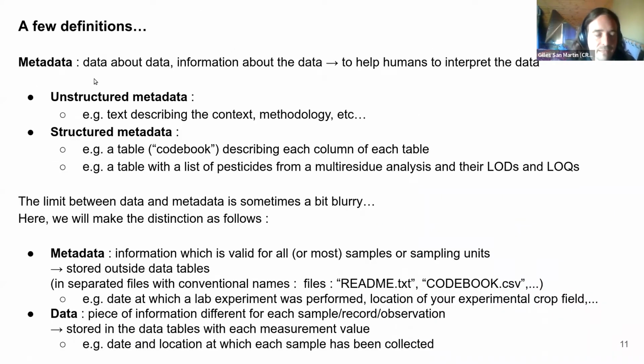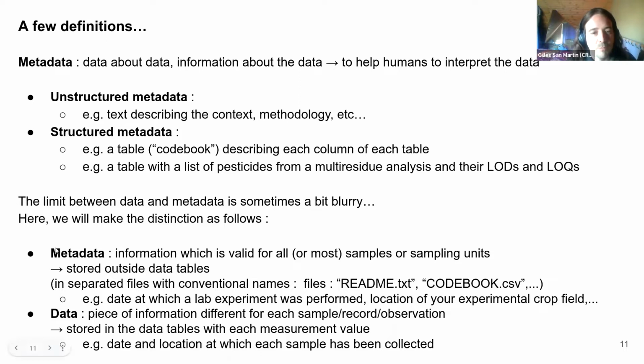Then you have metadata. It's also quite vague. The definition is basically data about data. It's information about data to help humans interpret what is in the data. You can also have unstructured metadata. It's just a text describing, for example, the methodology or the context. That's the most frequent one. But sometimes you can also have structured metadata, for example a code book, a table describing each column of each table. And we will see a few other examples.